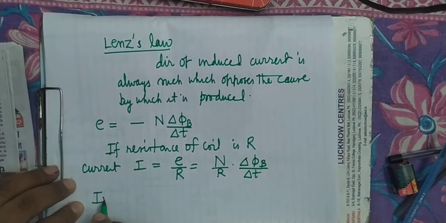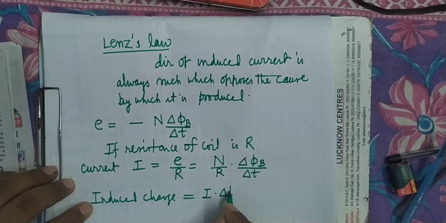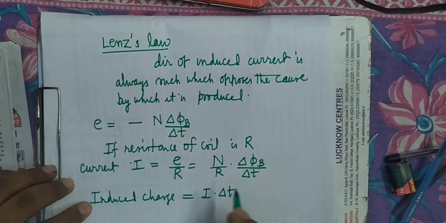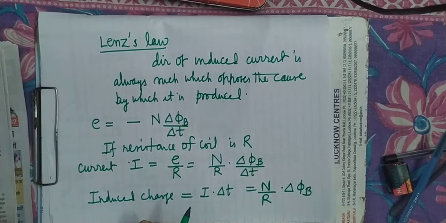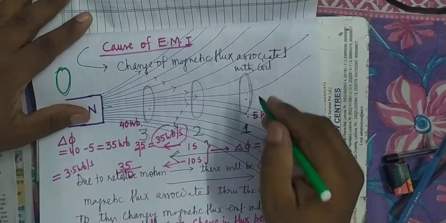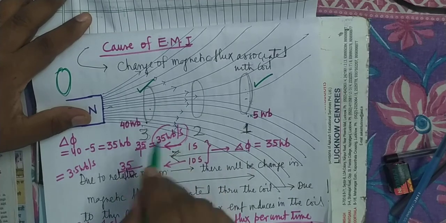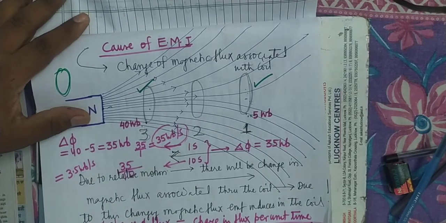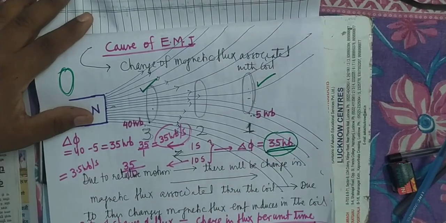Now induced charge. How much charge is induced? I into delta T, it will be N upon R into delta phi B. It's clear? Means whether you bring the coil from here to here in 1 second or in 10 seconds, the same amount of charge will be induced, because it only depends upon delta phi, and delta phi is the same.